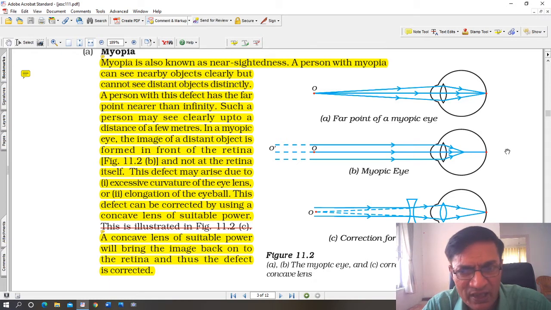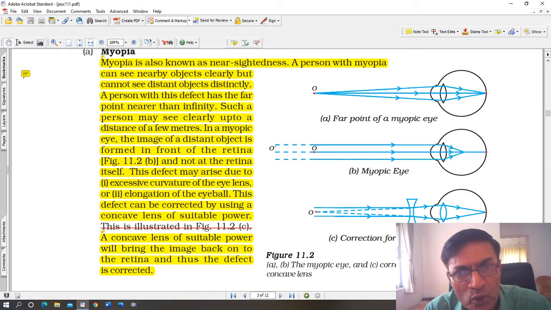In the second case, in a myopic eye, the image is formed. You can see the rays of light, the blue rays of light. They are meeting in front of the retina, not on the red dot, not on the retina, and therefore the vision will be slightly blurred. It will not be sharp. The image will not be sharp.